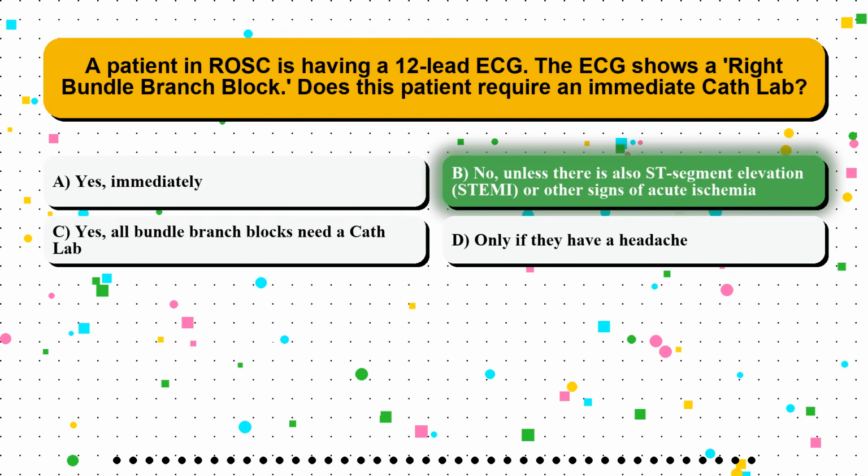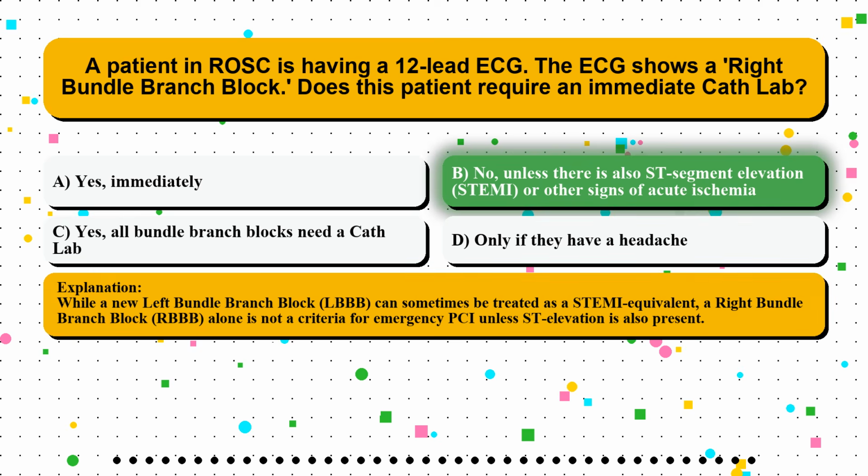The correct answer is option B, no, unless there is also ST segment elevation, STEMI, or other signs of acute ischemia. While a new left bundle branch block, LBBB, can sometimes be treated as a STEMI equivalent, a right bundle branch block, RBBB, alone is not a criterion for emergency PCI unless ST elevation is also present.